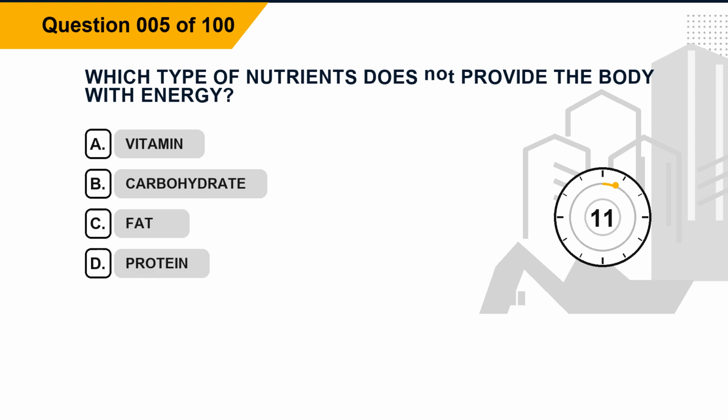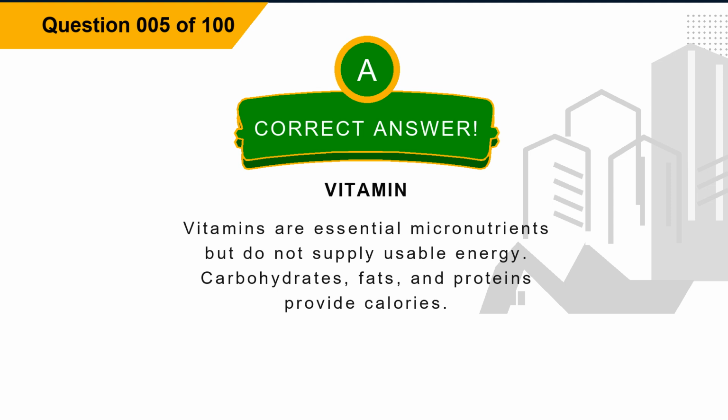Question 5. Which type of nutrients does not provide the body with energy? Option A. Vitamin. Option B. Carbohydrate. Option C. Fat. Option D. Protein. The correct answer is option A.